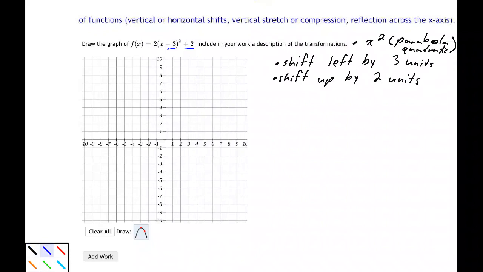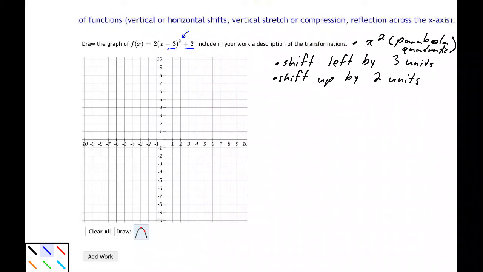And let me go back actually and point out that this squared right there is what indicated it was a parabola. All right, so 2 parentheses x plus 3 squared plus 2. Because of the squared outside the parentheses, it's a quadratic function. The plus 3 in the parentheses indicates it's going to shift to the left 3 units. And because of the plus 2 at the end, it's shifting up 2 units.